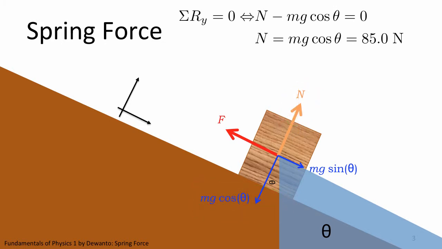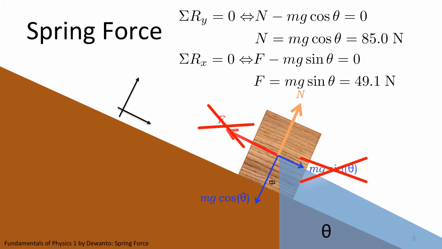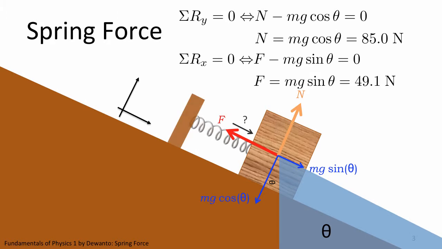Similarly, the fact that the box is held still implies that the net force along the horizontal must also cancel each other. The rest is algebra. The applied spring force is equal to 49.1 Newton. But this is not the end of the story, for what the question asks is not the magnitude of the force, but how much the spring has to be stretched to produce this amount of applied force to the crate. To get to the answer, we will need to study in depth the nature of spring force.